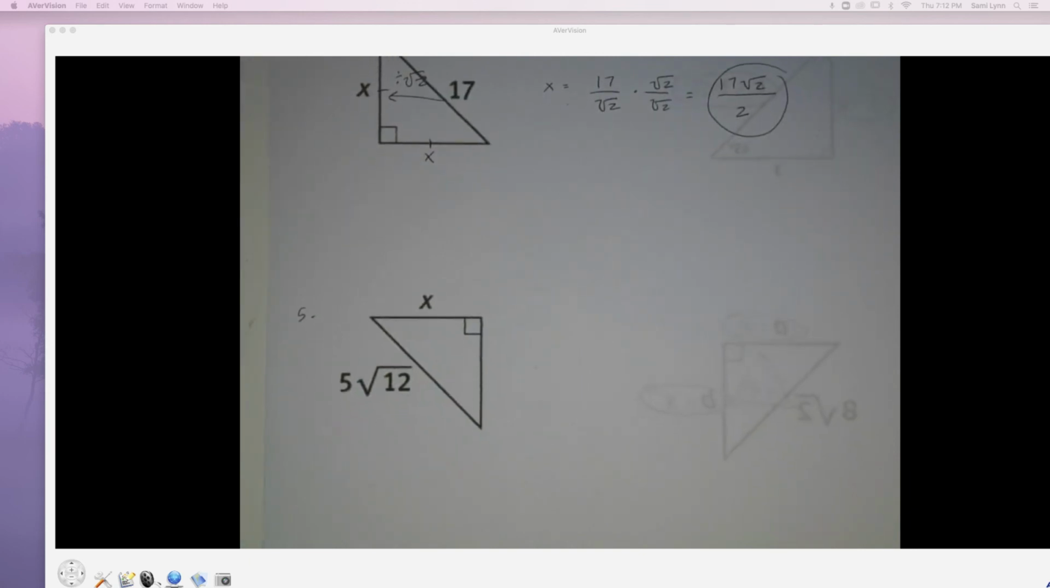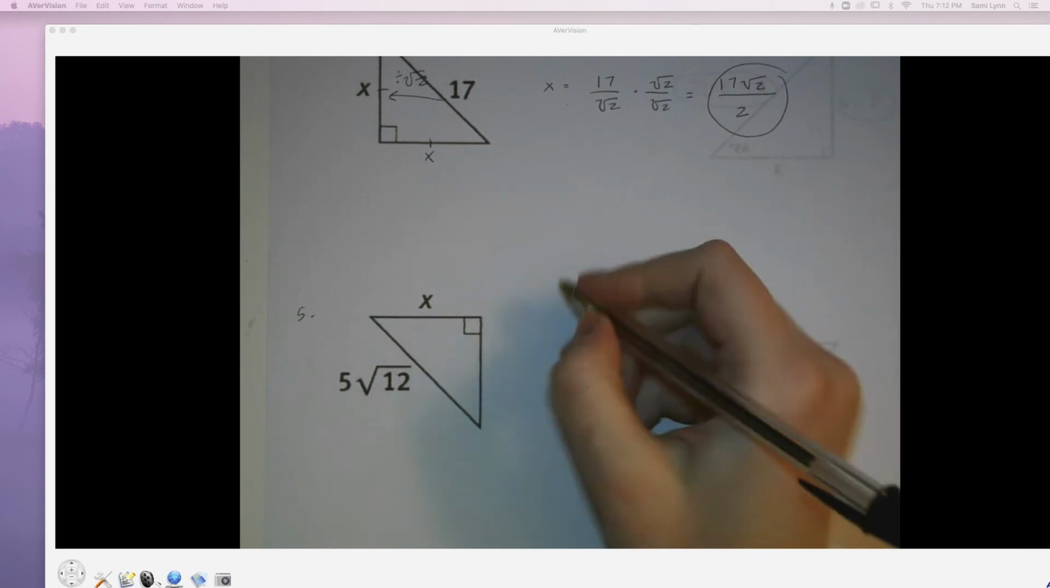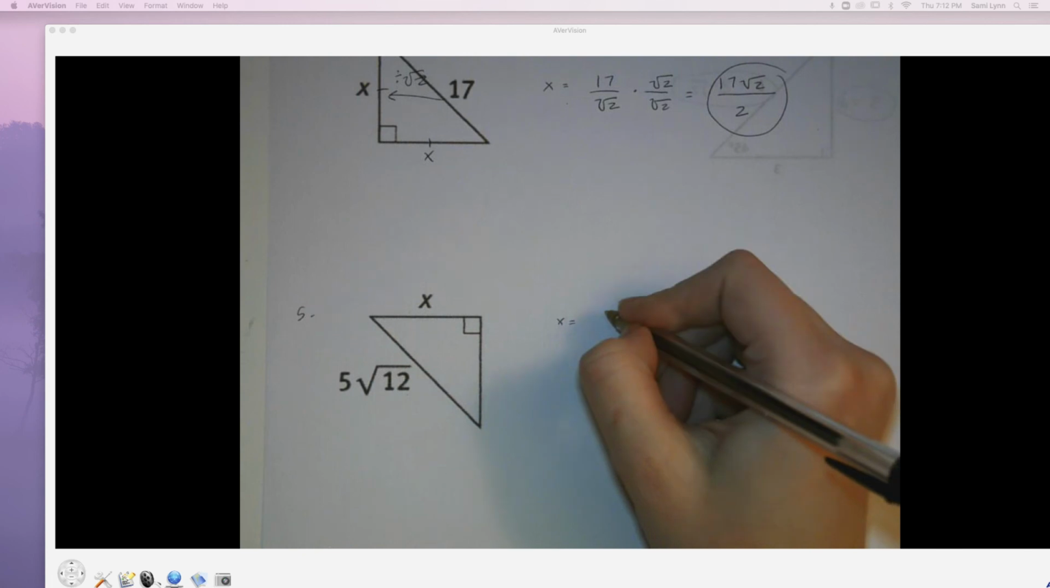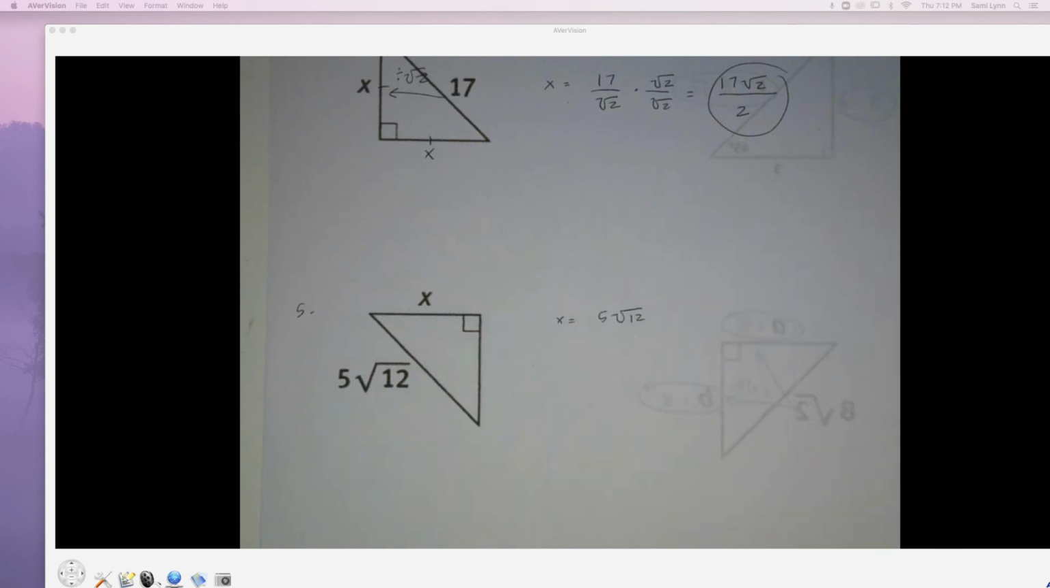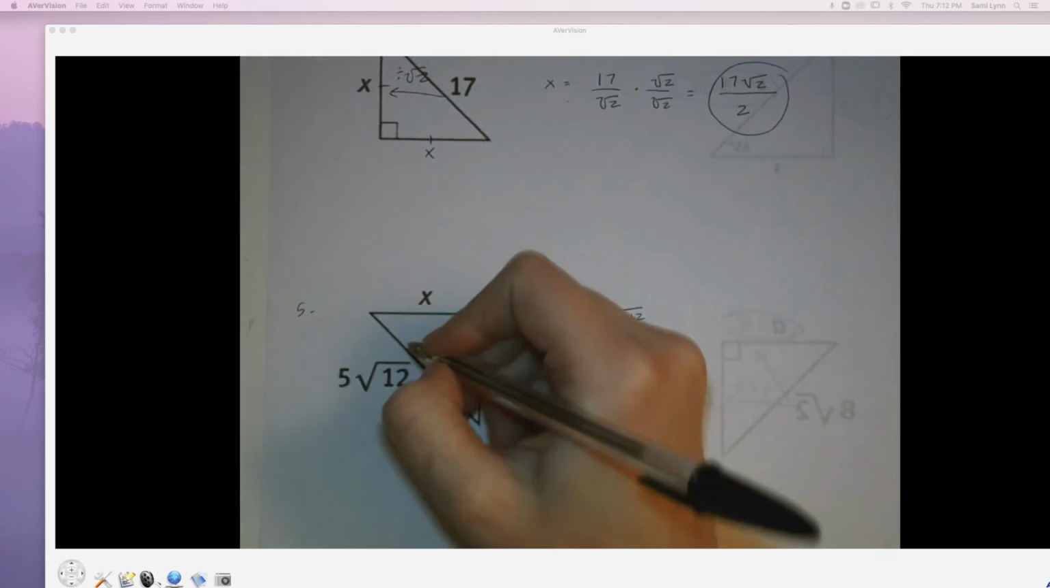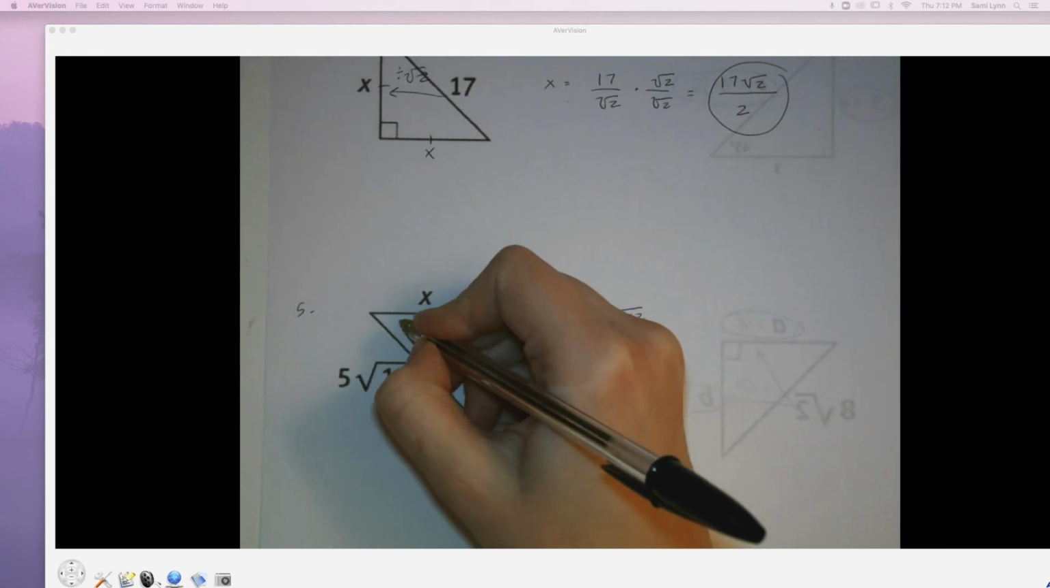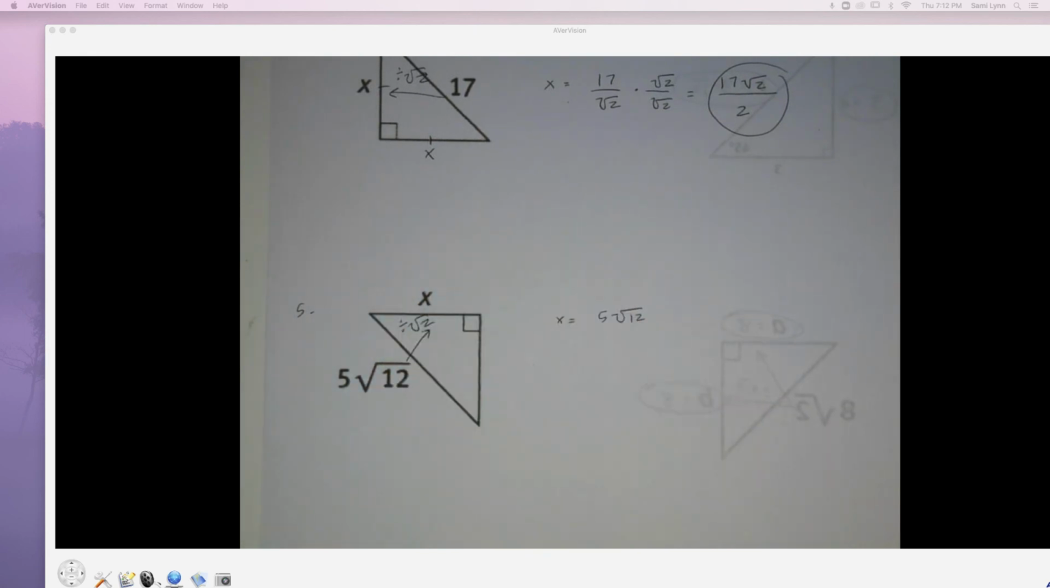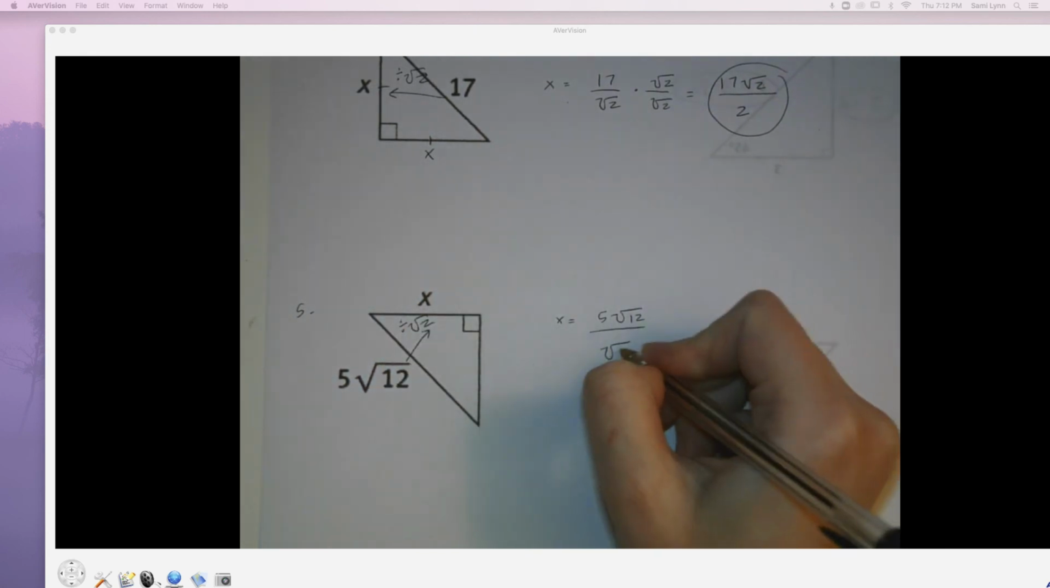All right, one more for you. We're given a hypotenuse again. We need to solve for our legs. So we've got 5 root 12 as our hypotenuse. How do I get to my legs? I need to divide by root 2. So I'm going to divide by root 2.